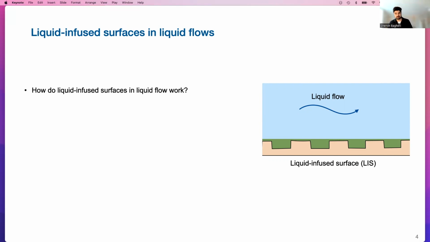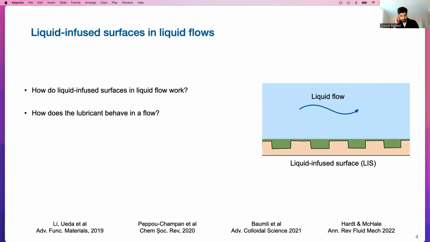So there are two things I want to address in this talk. The first is, how do liquid-infused surfaces work when there's a liquid flow? And how does the lubricant behave in the flow? In particular, the second point is something we have been working on. There's a complex interaction between the liquid flow and the liquid-liquid interface. And of course, there's a lot of work on this, as I mentioned before, in particular when it comes to fabricating the surfaces. This is a rather big field in material science.